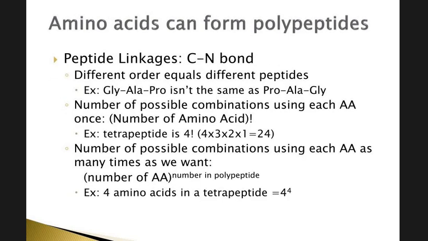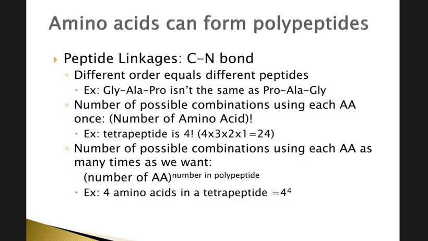The next thing is that amino acids can form polypeptides. Peptide linkages are carbon and nitrogen bonds. A different order equals a different peptide. Examples include glycine, alanine and proline, which is not the same as proline, alanine and glycine.